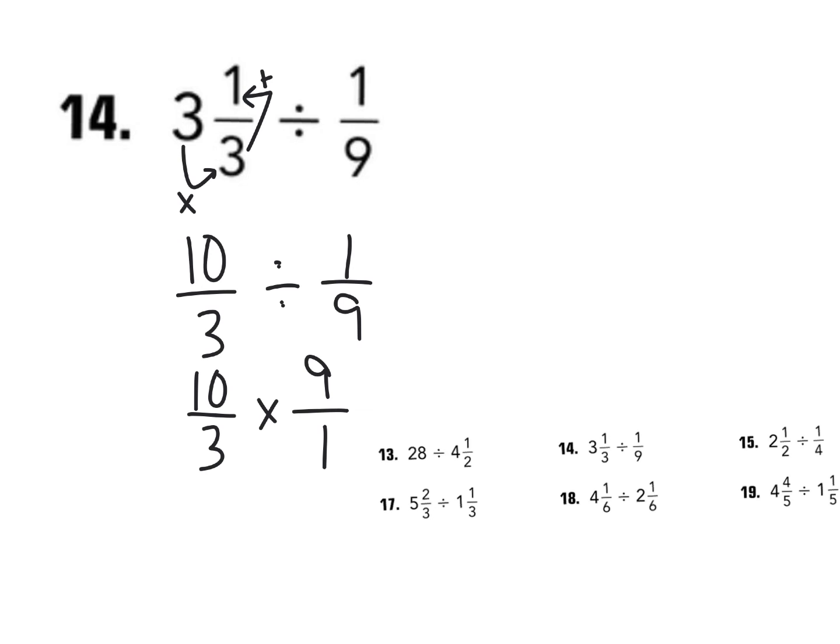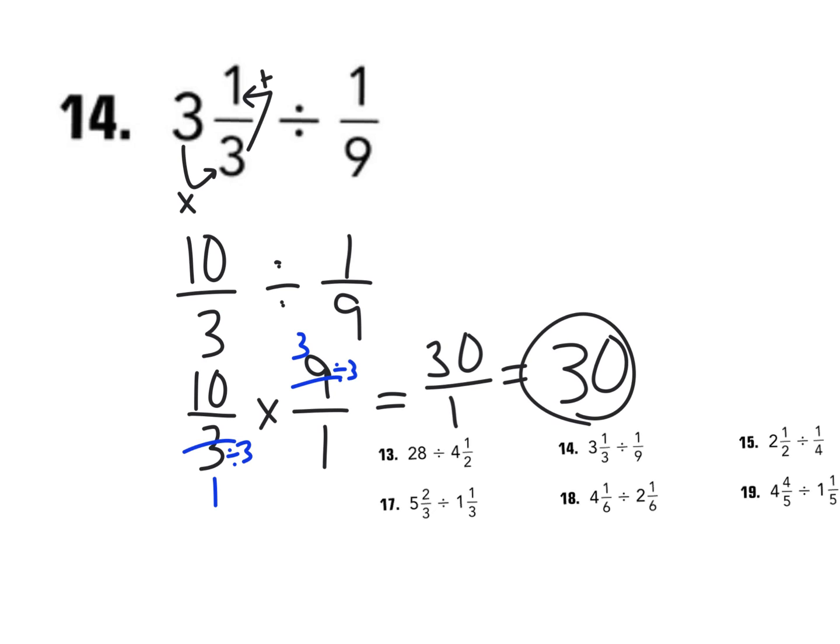You can do some reducing here if you want. The 3 and 9 can both be reduced by 3. So 3 divided by 3 is 1. 9 divided by 3 is 3. 10 times 3 is 30. 1 times 1 is 1. 30 divided by 1 is 30. These won't always come out evenly like this, but we were fortunate on a couple of these here.